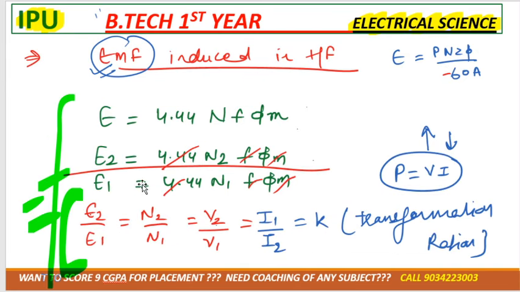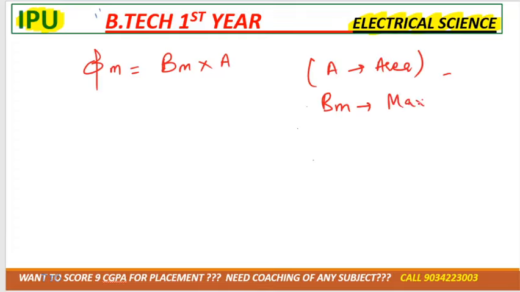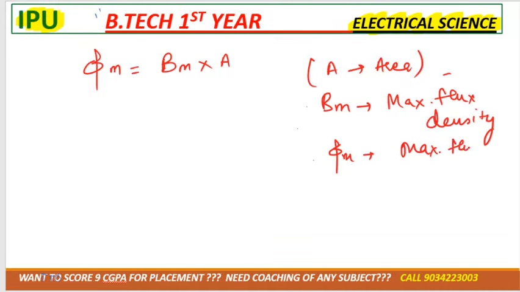Now based on this, we'll have another formula for numericals: phi m is equal to Bm multiplied by A. What is A over here? A is the area. What is Bm over here? Bm is the maximum flux density. And what is phi m over here? Phi m is the maximum flux.